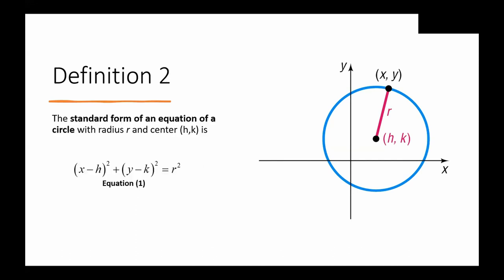So definition number 2, the standard form of the equation of a circle, with radius r and center at (h, k), because we're going to use (x, y) to mean any point on the circle. So we don't want to use those. What we can say is (x - h) squared plus (y - k) squared equals r squared. Okay, so that is going to be our standard form of the equation of a circle.